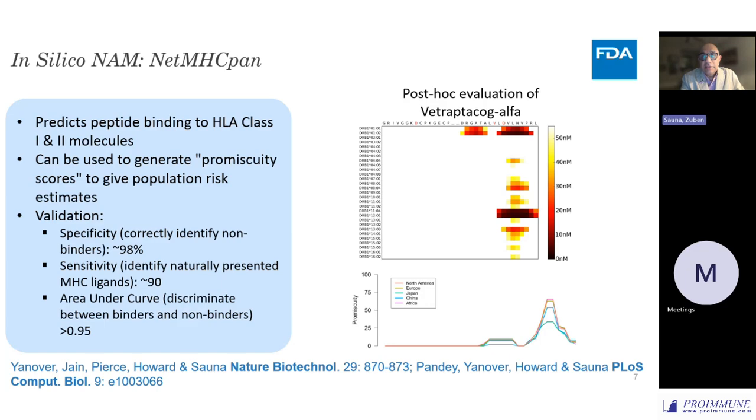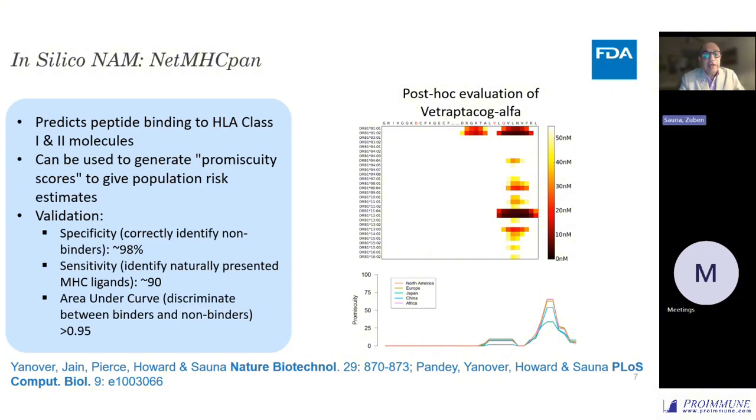It's an early and necessary step in the immune cascade, but it's not a sufficient step to get an immune response. So, you can get these scores and you can use them to generate a promiscuity score to give you a sense of what the population risk is likely to be in your population of interest.